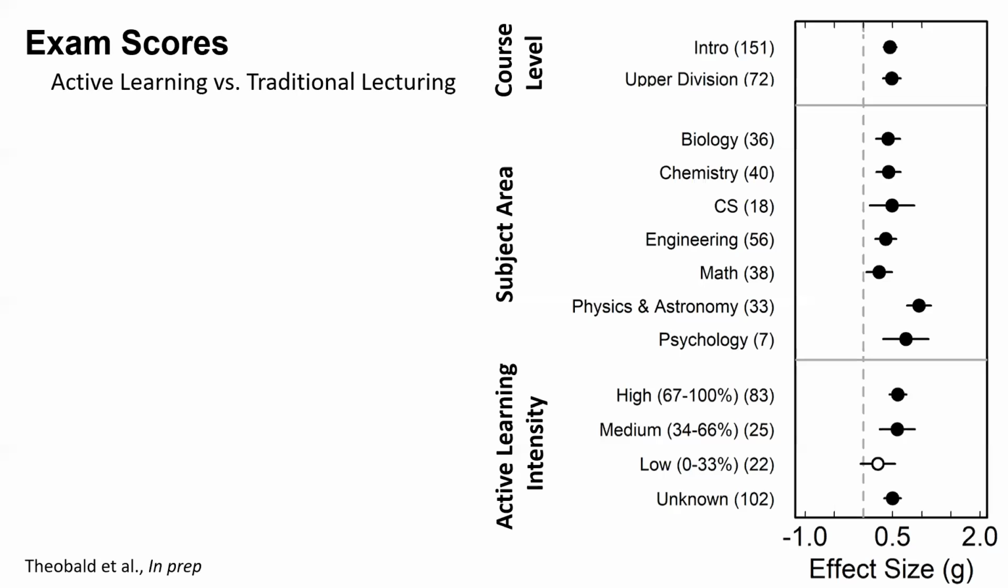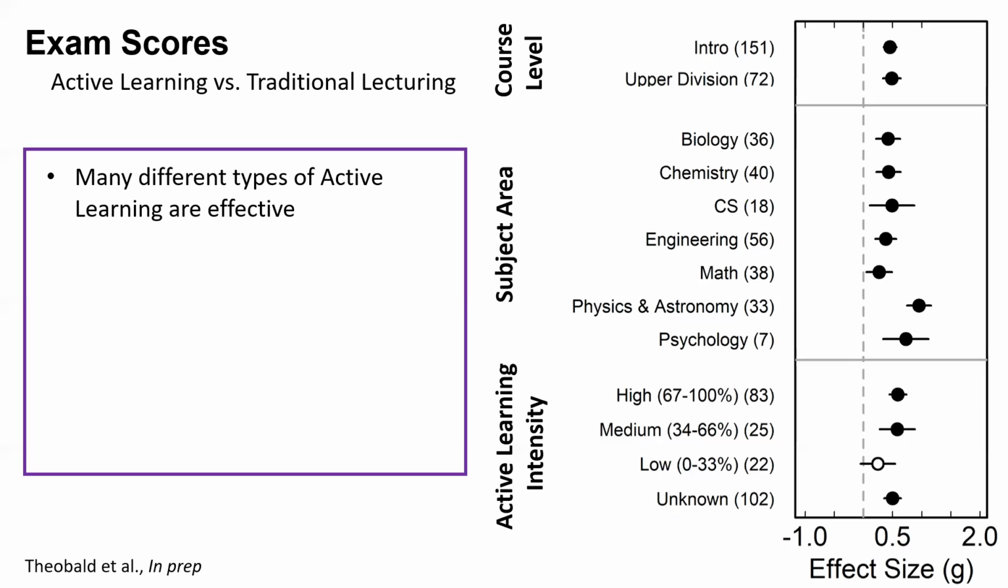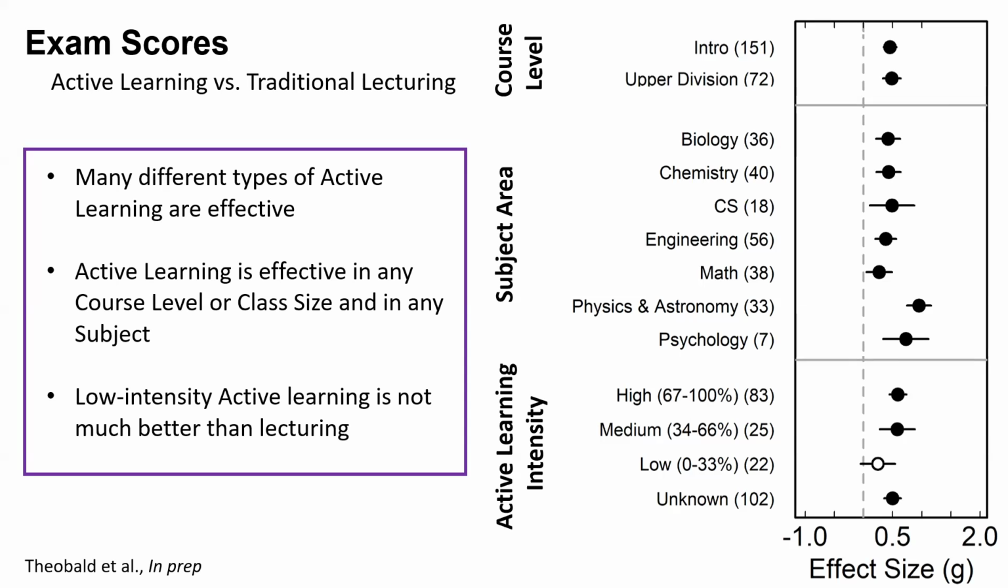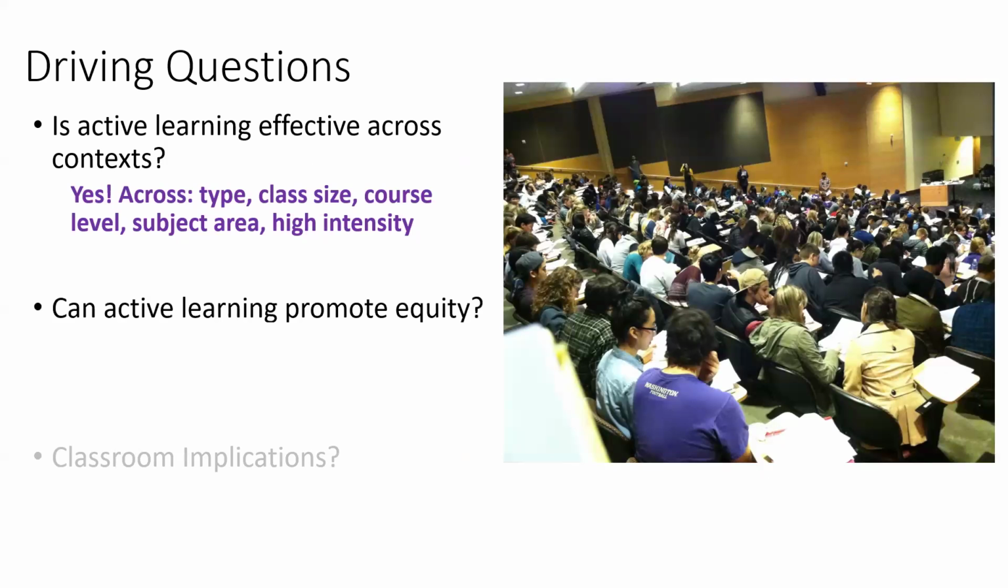Okay, you ready for what's next? Me too, I'm excited. So I look at these data together and think, okay, there are lots of different types of active learning that are effective. It's effective in any course level, any class size, and any subject area. And low intensity active learning is not much better than straight lecturing.